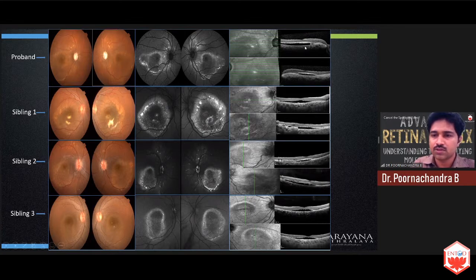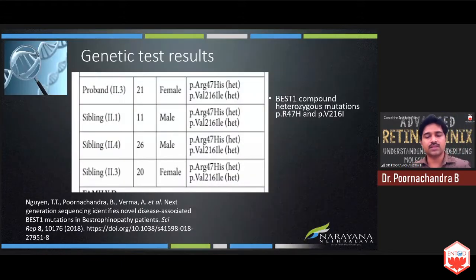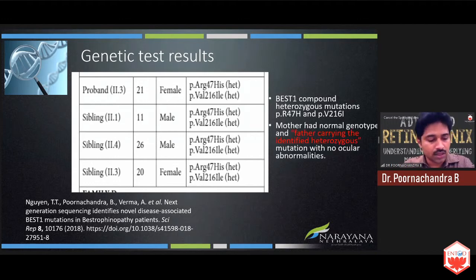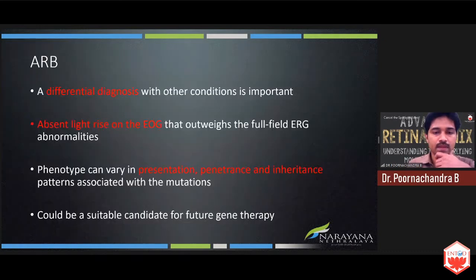If you see her OCT, there is predominantly subretinal fluid, and they did have some amount of intraretinal component also. So definitely we went ahead and did genetic testing. To our surprise, we found a compound heterozygous BEST1 mutation. The mother was an asymptomatic carrier. One more surprising thing was that the father was also carrying the identified mutation, but was clinically absolutely normal. When we did the electrophysiological tests like electro-oculogram and full-field ERG, it was absolutely normal, maybe a variable penetrance and expression. We published this in Scientific Reports last year.